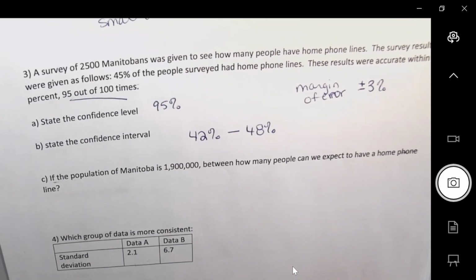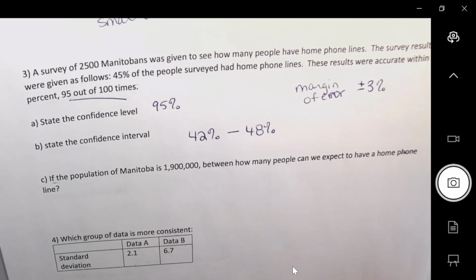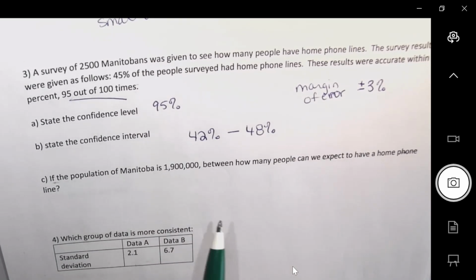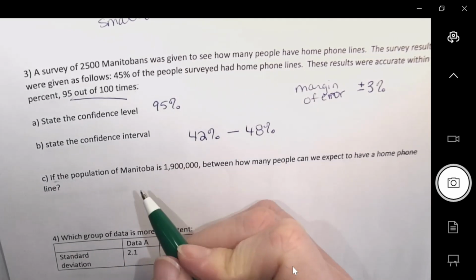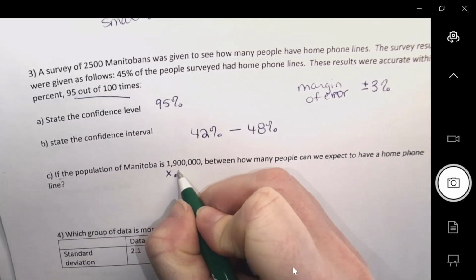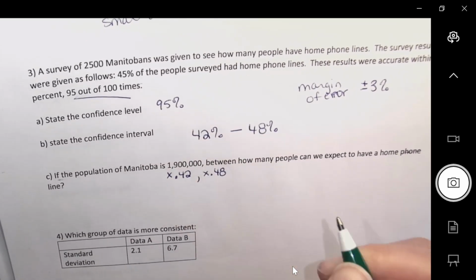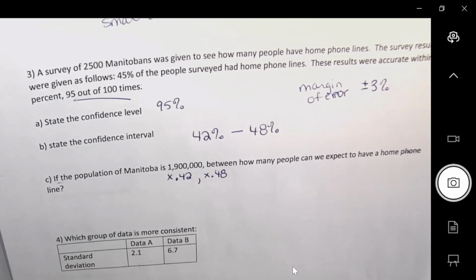Because if you're finding 45% of people have phone lines, that's not going to be an exact number because it's data. So they're saying it's probably close to that, though. So if this was the population of Manitoba, how many Manitobans are we going to expect to have home phones? So you're going to have to times this by 0.42, and then you're going to have to times it by 0.48. So you're going to say between this many and this many Manitobans have home phones.